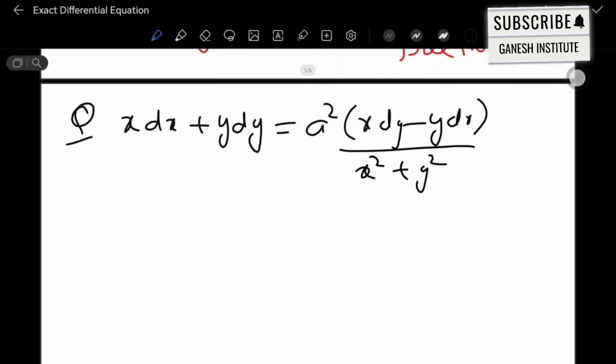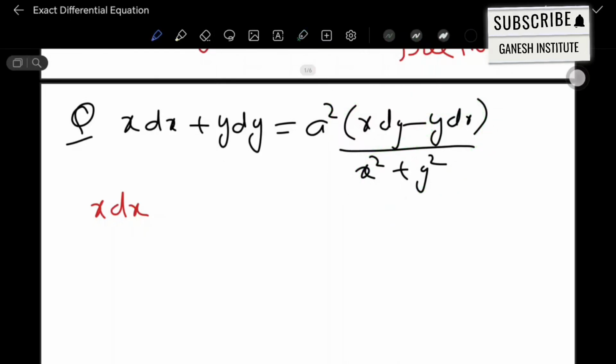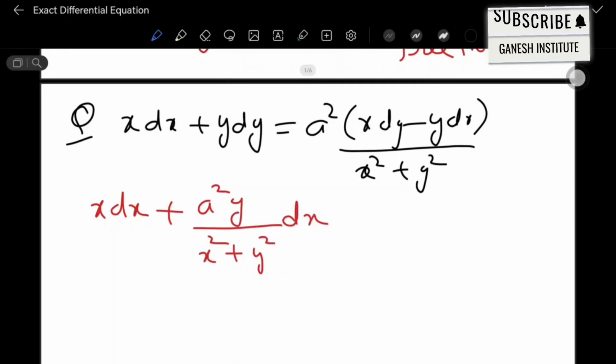If I consider dx altogether and dy altogether, so this is x dx. You can see here, this is the component of dx along with a square. I can bring it to the left hand side, that is a square y upon x square plus y square dx, right? And then I can take this dx and dx common. So it will become this, right?